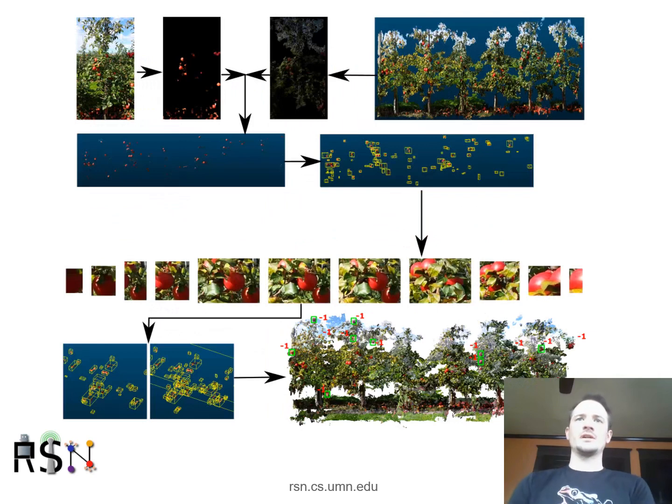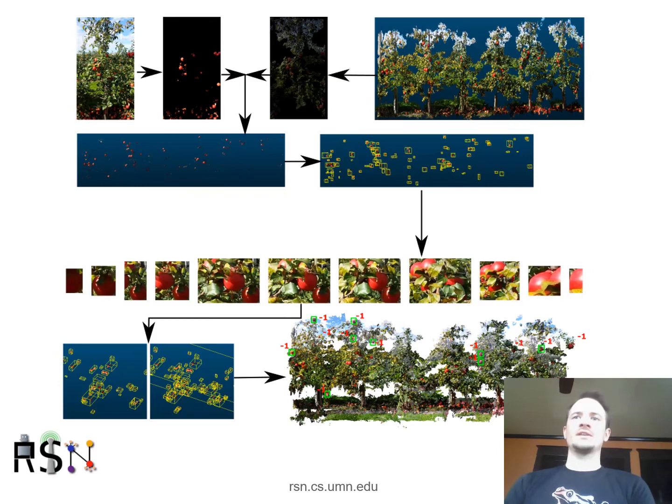Our fruit tracking algorithm works as follows. In the first step, we segment out fruit pixels from other pixels in the 2D images. At the same time, we use a standard structure from motion algorithm to create a 3D reconstruction of the tree row. Next, we can use the segmented fruit pixels and the camera poses from the structure from motion algorithm to get the segmented point cloud in 3D.